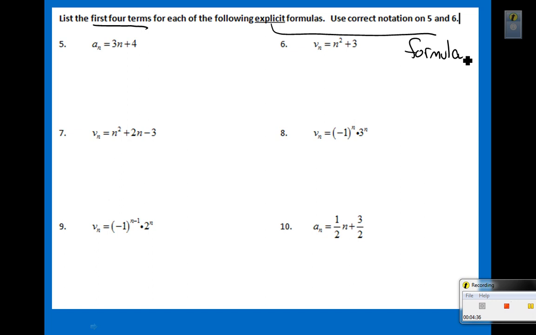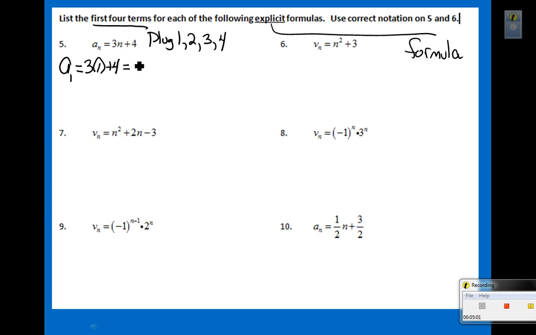To figure out the first 4 terms, here's all you're going to do. I'm going to plug in 1, and then a 2, and then a 3, and then a 4. That's all you got to do. So here's what it's going to look like. A sub 1 means plug 1 in wherever you see an n. So I'm going to have 3 times 1 plus 4.